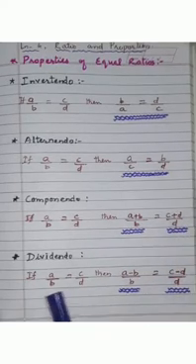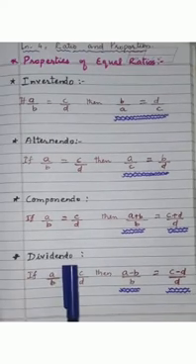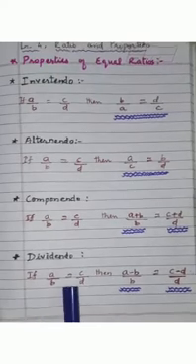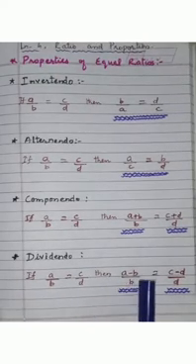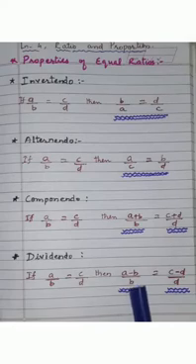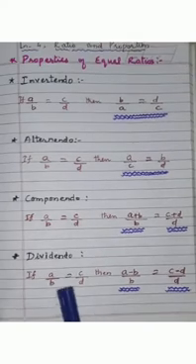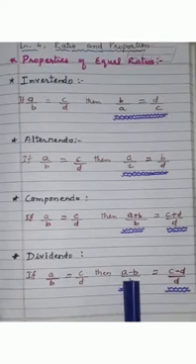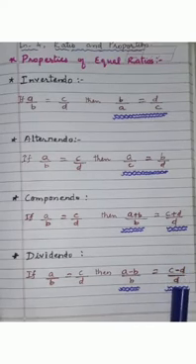Now the next property is the dividendo. This property says that if a upon b is equal to c upon d, then we can have a minus b upon b is equal to c minus d upon d. That means, children, for dividendo we have to subtract the denominator from the numerator on both the sides. Here we have b, here we have d. So by dividendo we can have a minus b upon b is equal to c minus d upon d.